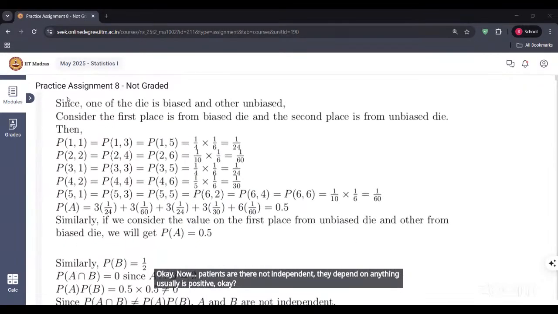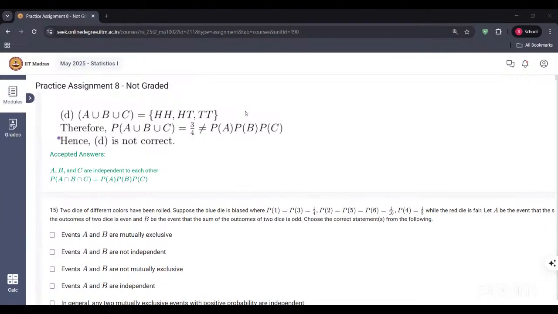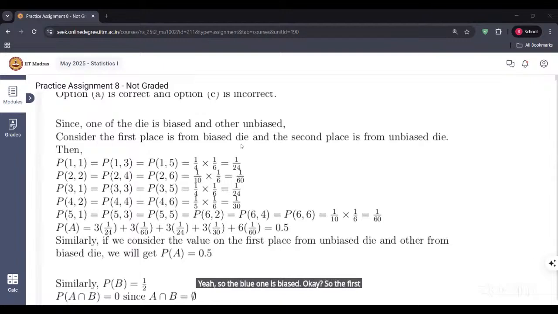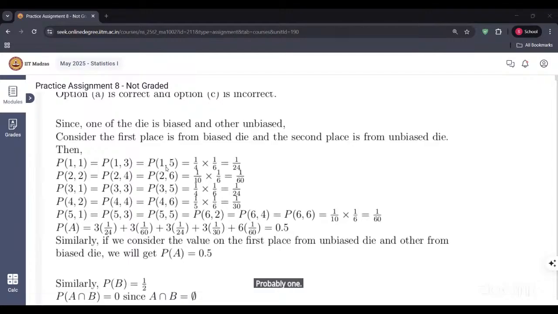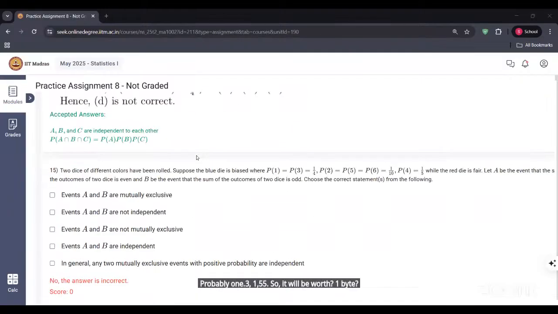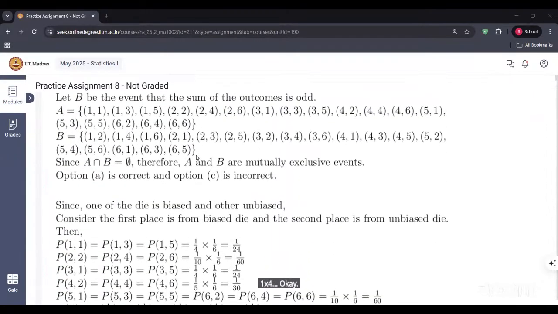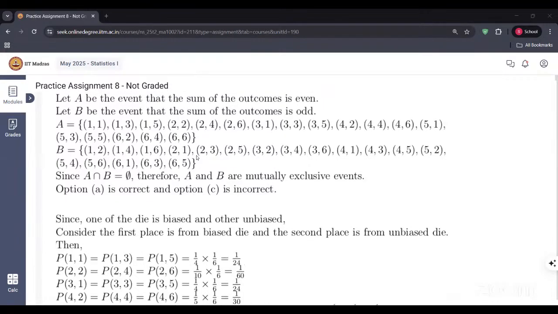Now, since one of the dice is biased and the other is unbiased, the red one is unbiased and the blue one is biased. So the first place is from the biased and the second is from the unbiased. So the probability of 1 comma 1, 1 comma 3, 1 comma 5, where this is 1 from the first die and this is 1 from the second die, correct? So it will be 1 by 4 into 1 by 6.